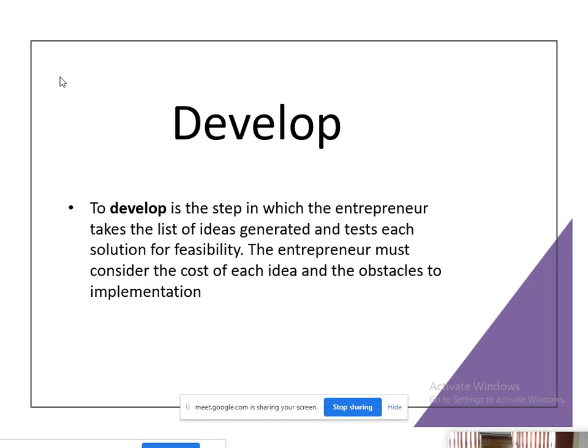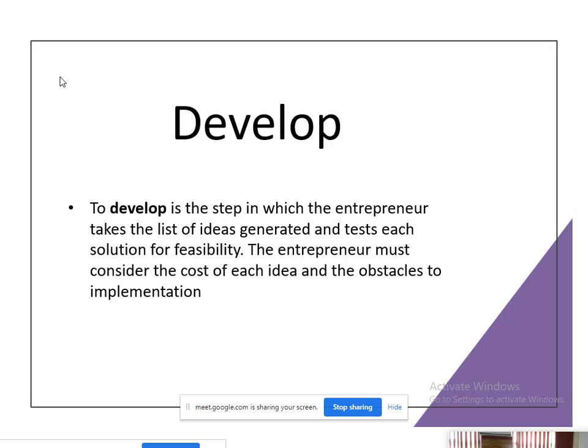Next one is develop. Develop means what? Because you have collected a lot of ideas and now this is the time to test those ideas. So to develop is the stage in which the entrepreneur takes the list of ideas generated and tests each solution for feasibility. Feasibility, what does it mean? Whether it is possible to implement that idea in reality, on the ground. So that is also a big factor in this.